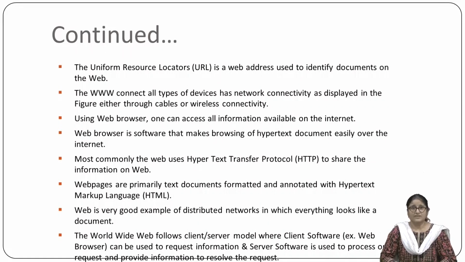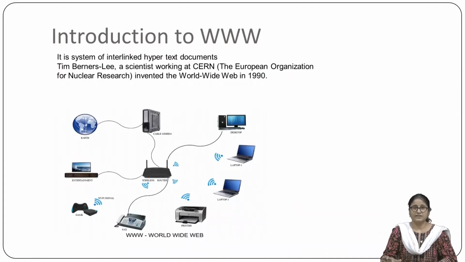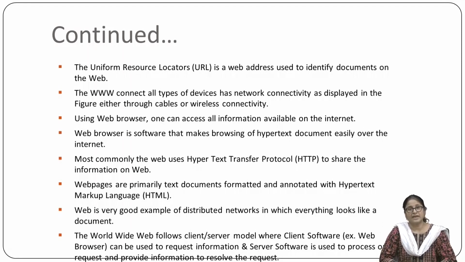As per the figure given in this slide, the WWW is the collection of interlinked hypertext documents. It connects all types of devices that have network connectivity, either through cables or wireless connectivity. The user has to write a URL, called a Uniform Resource Locator. This URL is a web address used to identify documents on the web.